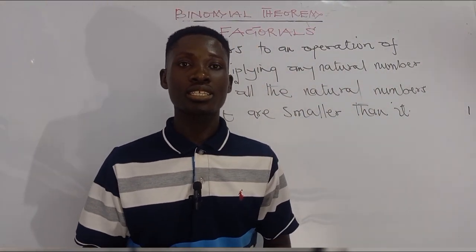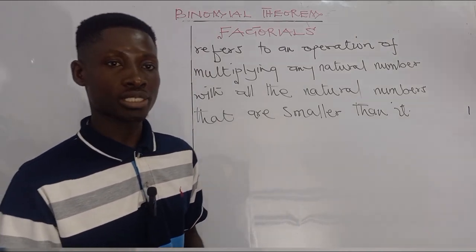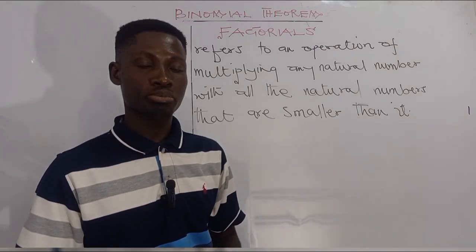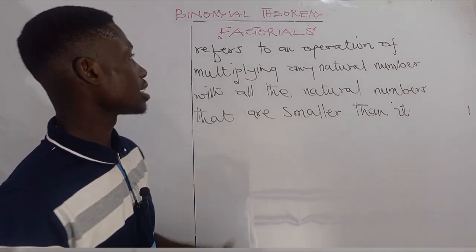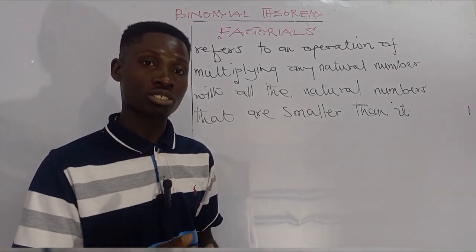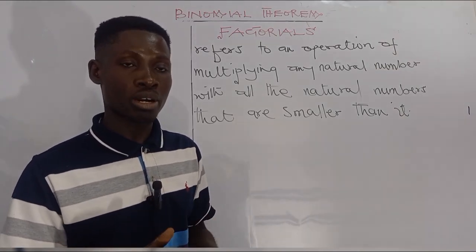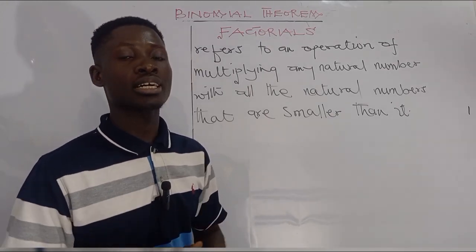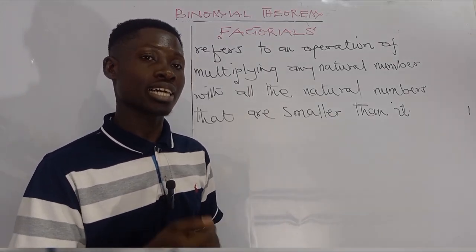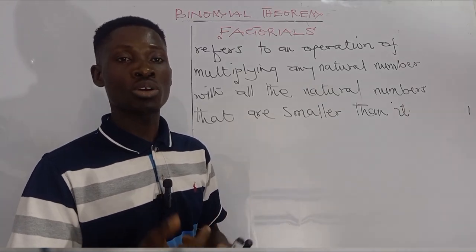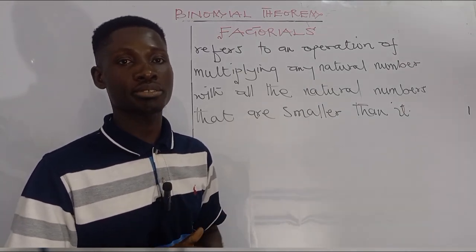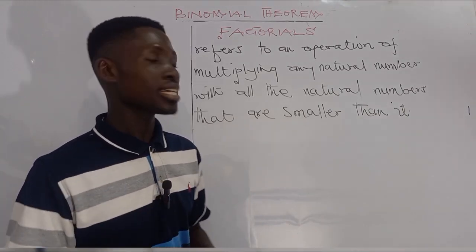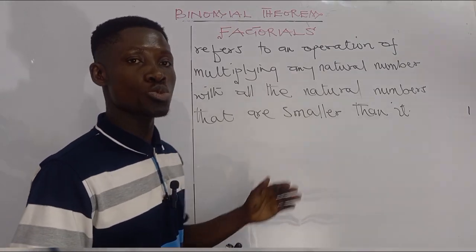In this very lesson, we shall be looking at factorials under binomial theorem. When we talk about factorials, it refers to an operation of multiplying any natural number with all the natural numbers that are lesser or smaller than it. And I believe that at this very stage, each and every one of us knows what natural numbers are. When we talk about natural numbers, they are positive counting numbers that start from 1 up to infinity.